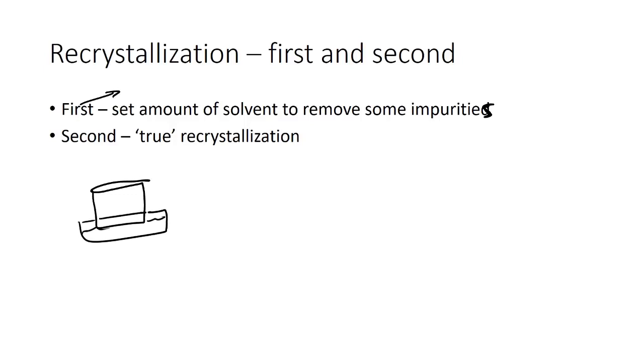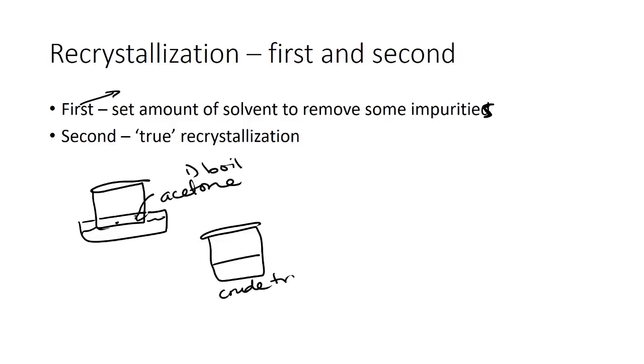a flask of your solvent. So let's say this is acetone. You get it to boil, right? So you may have a boiling stone in there. And then you take your crude trimestrin, actually it should just be like some little crystals on there. Let's just pretend these are your solid. So you should have some crystals.